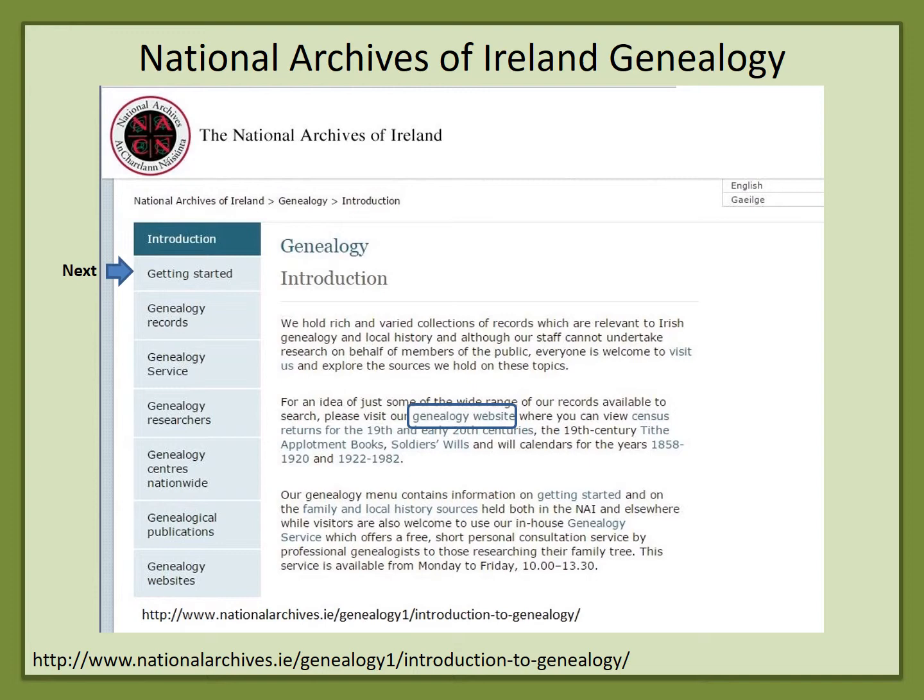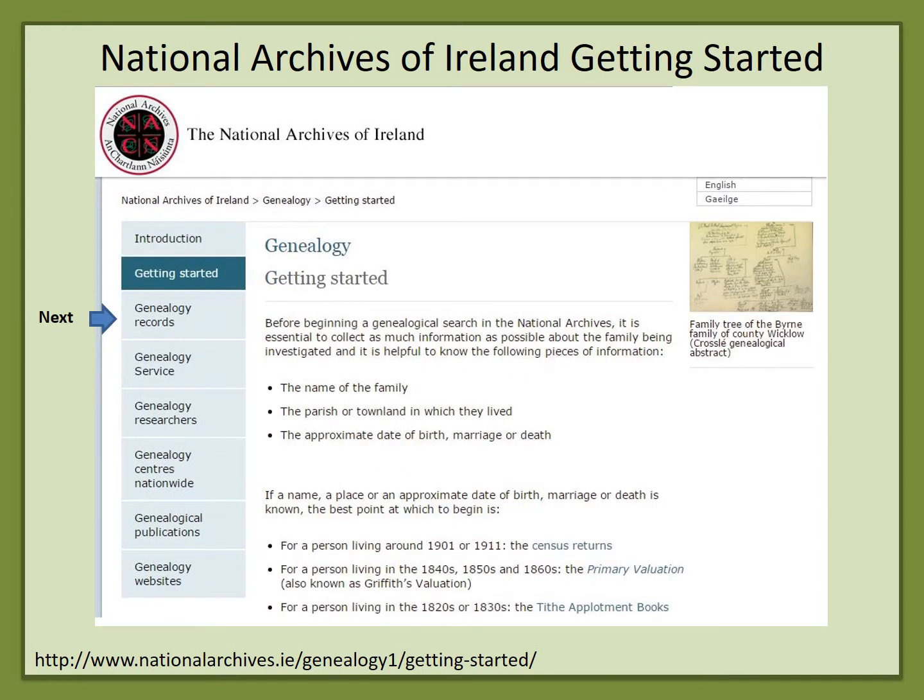Selecting Getting Started, we find a recommended list of the information a researcher needs to collect before starting a research project and how to proceed once the information has been obtained. Only a sample of the Getting Started guidelines are shown here. Next, let's select the Genealogy Records link.